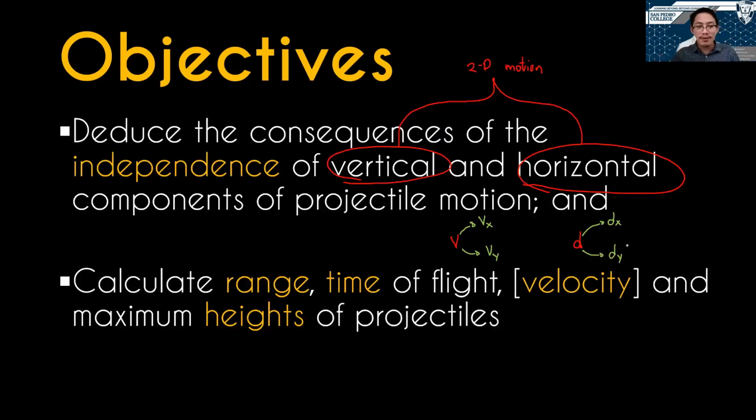So if we have Vx equal to 3 meters per second and Vy equal to 4 meters per second, how are we going to get the resultant? How do we get the resultant velocity? Remember our discussion in vectors. How do we get the resultant, the magnitude, given the horizontal component and the vertical component?